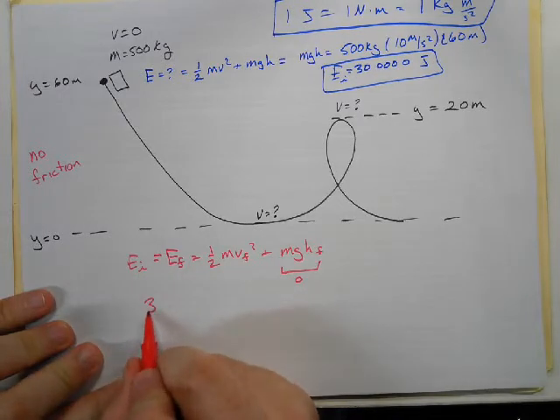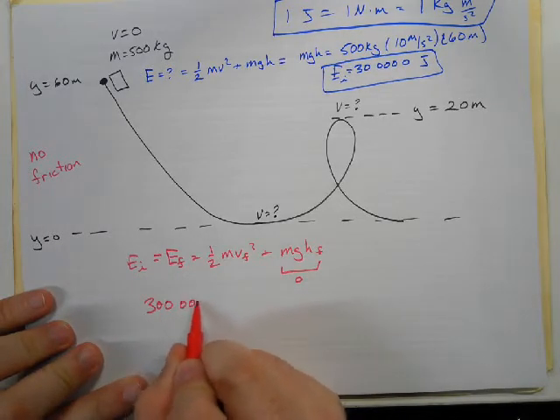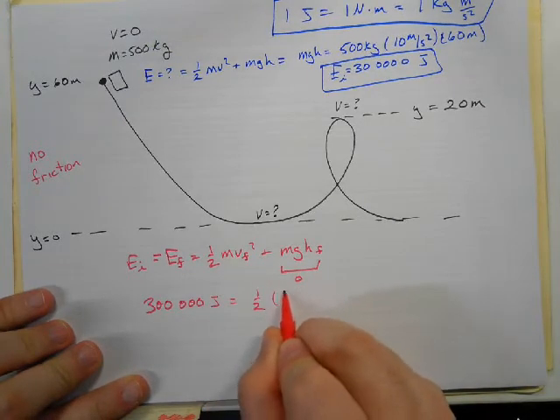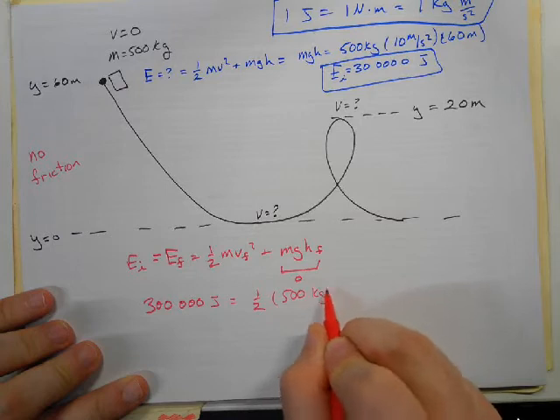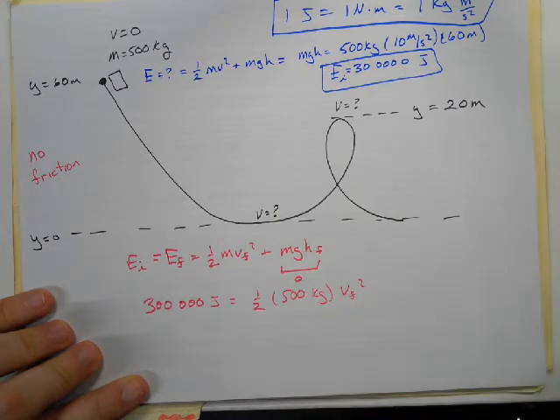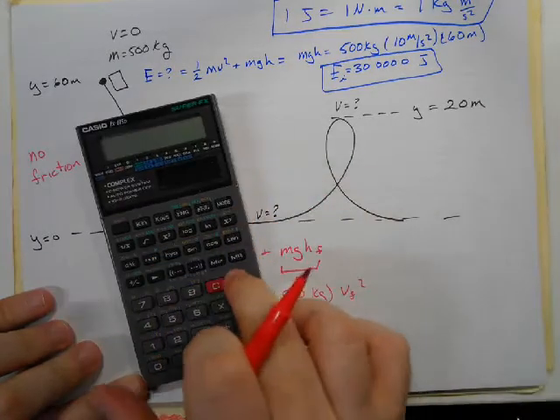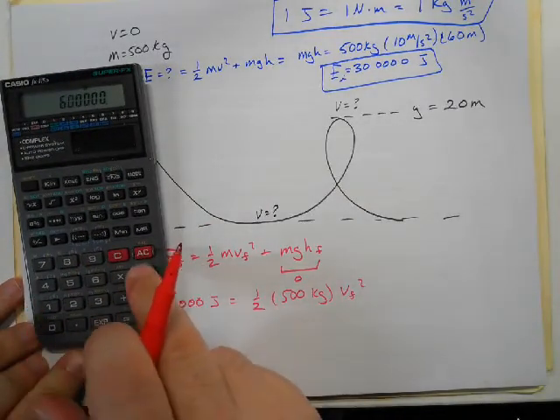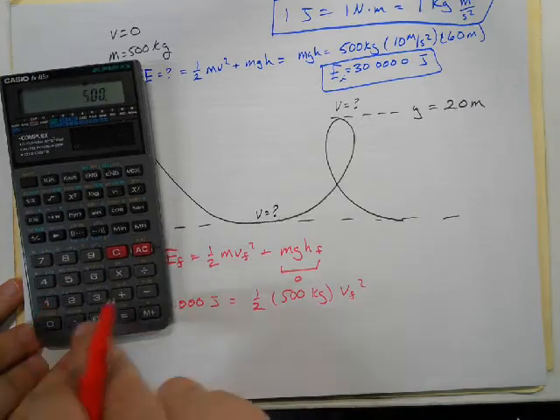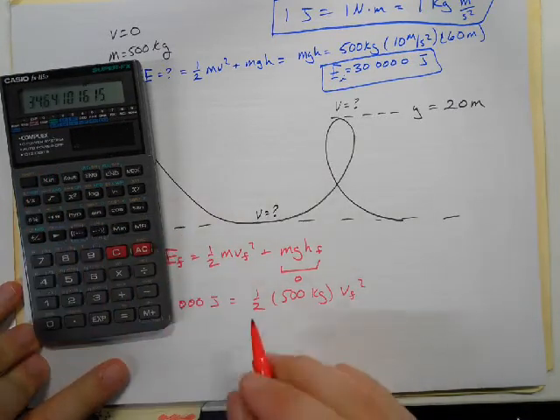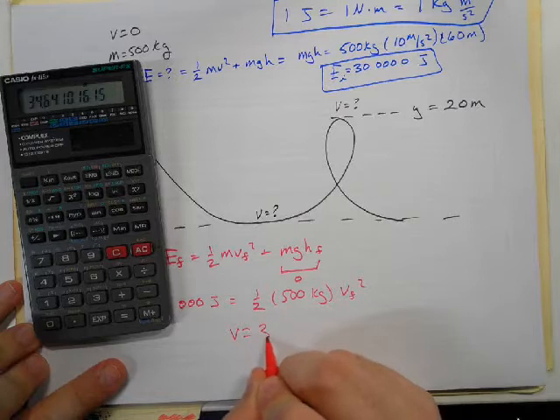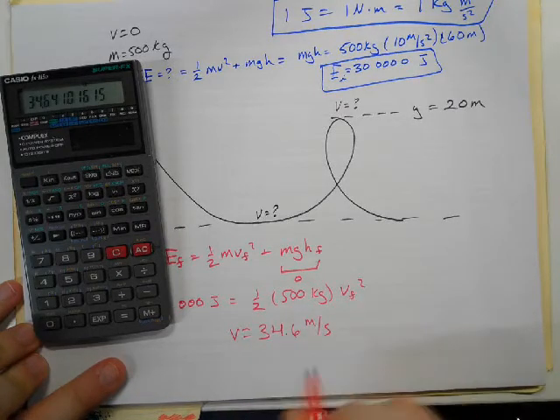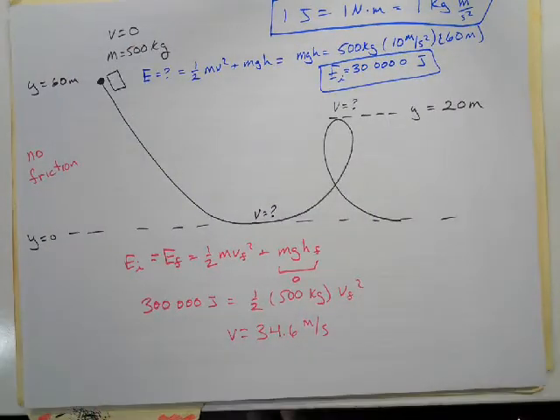So we'll have 300,000 joules is 1/2 times 500 kilograms times v final squared. So we'll bring in the calculator. We'll pull the 2 over. So that's the 600,000. And we'll divide by 500. And then we'll take a square root. And we get v is 34.6 meters per second. And it's just that easy.